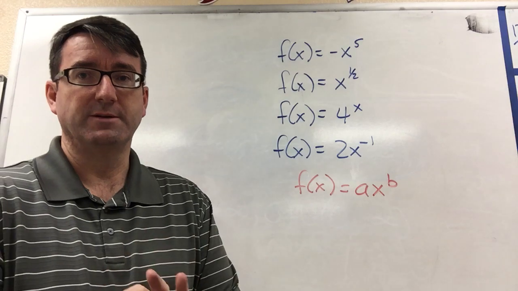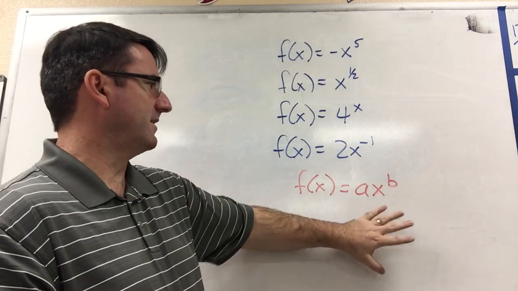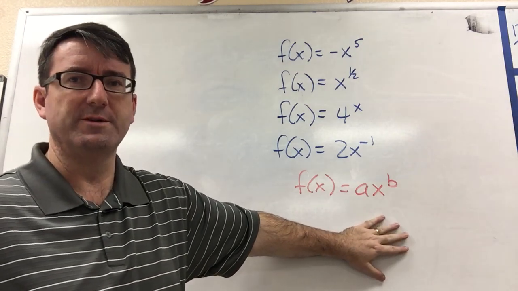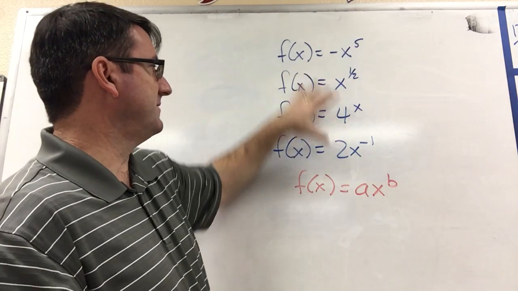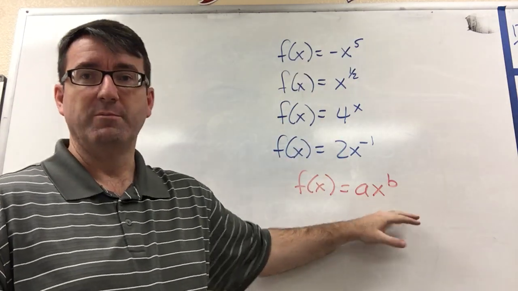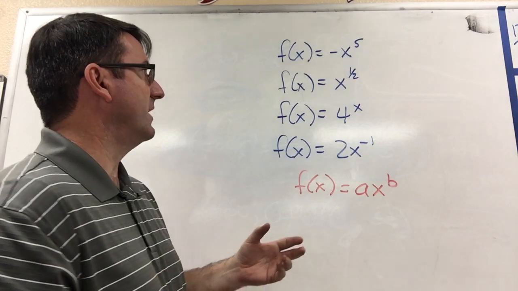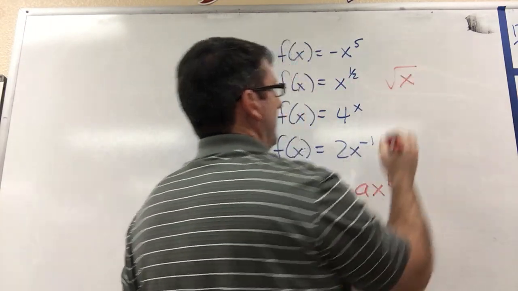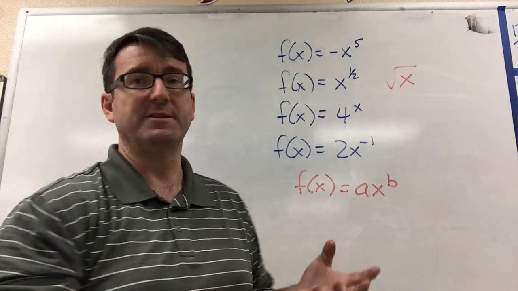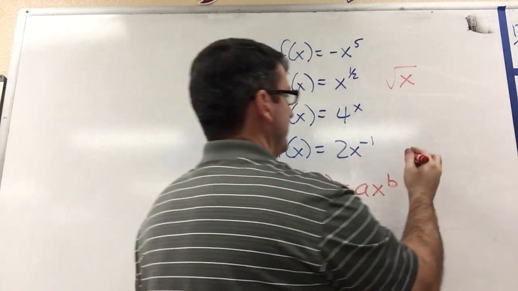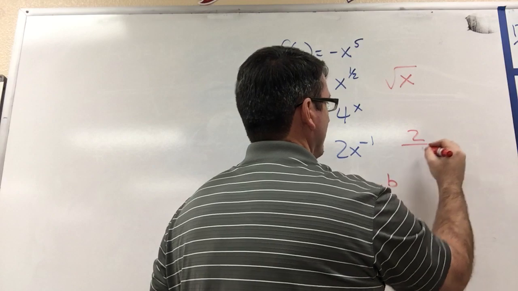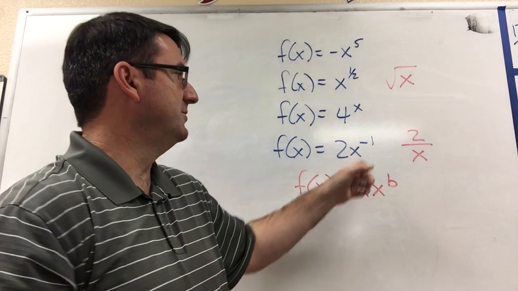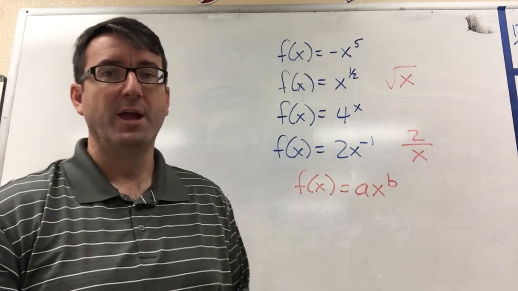It's an exponential function. A couple of words of caution on this one. All of these have been written in this form, but we could have written this as the square root of x. X to the 1/2 is the square root of x. We could have written this as 2 over x. That's 2 times x to the -1.